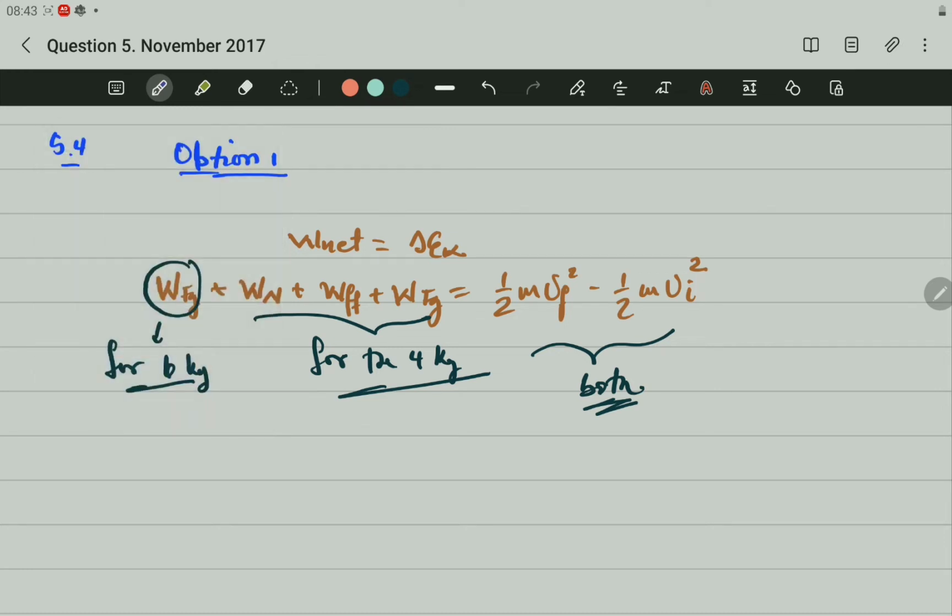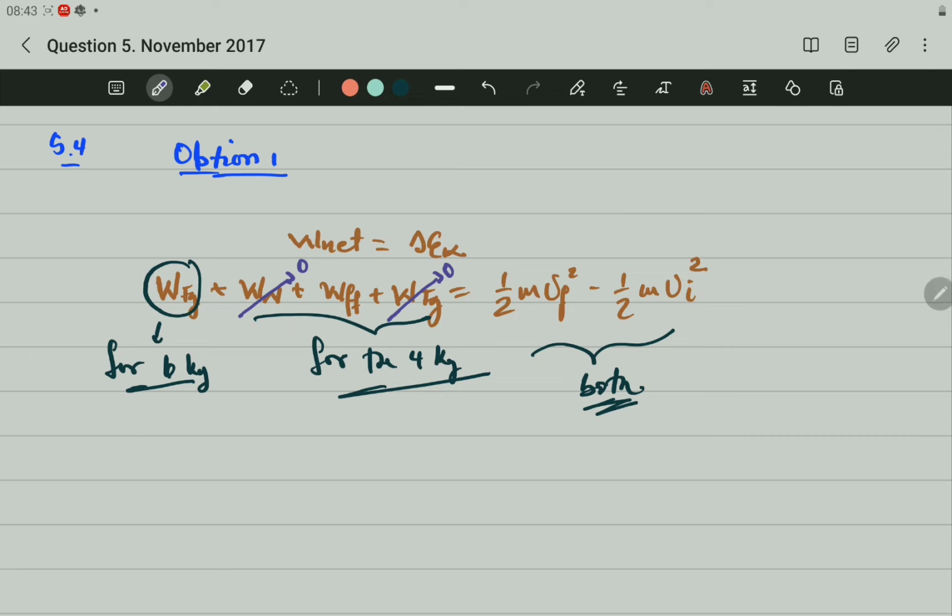By looking at the free body diagram, you know that the work done by the normal force is equal to 0, as well as the work done by the gravitational force on the 4 kilogram block. So the only forces that do work for the whole system are the work done by the gravitational force on the 6 kilogram block and the work done by the frictional force on the 4 kilogram block. So let's write here the substitution of those formulas.